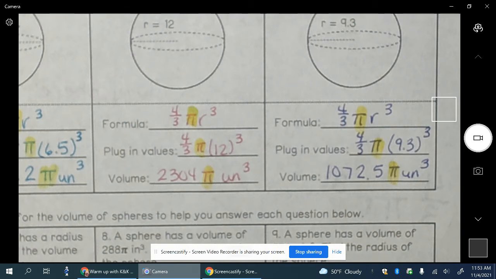Instead of writing 3.14. Wait, so plug in 3.14. When do we? Okay.